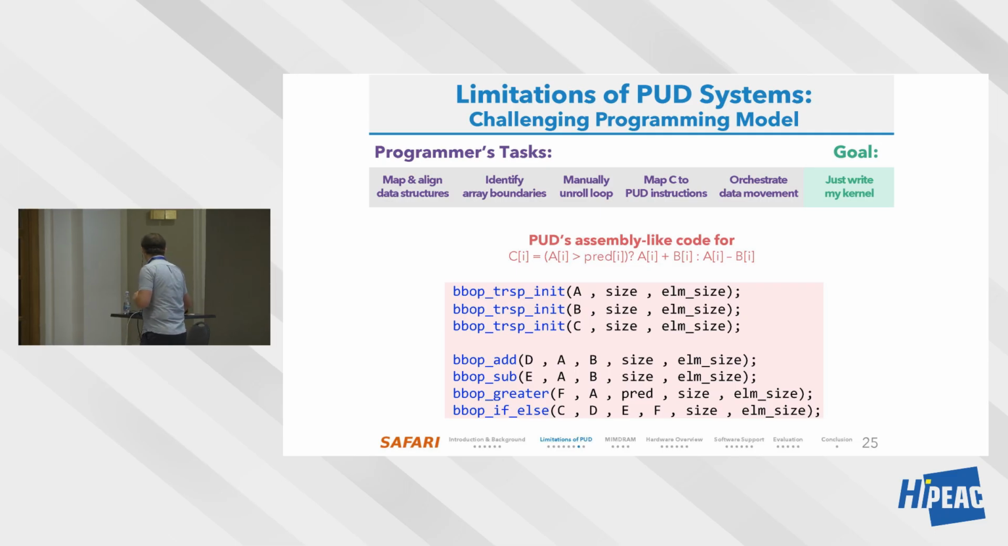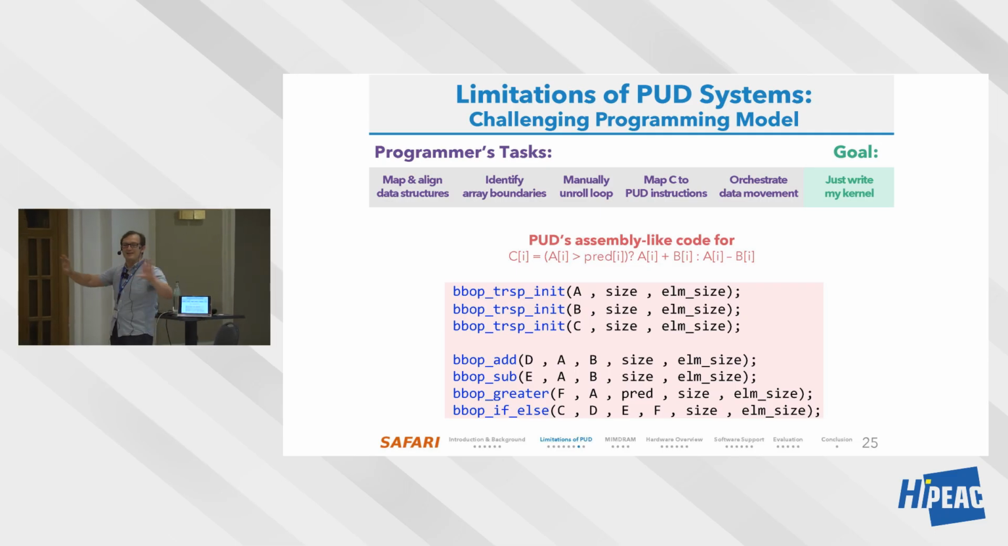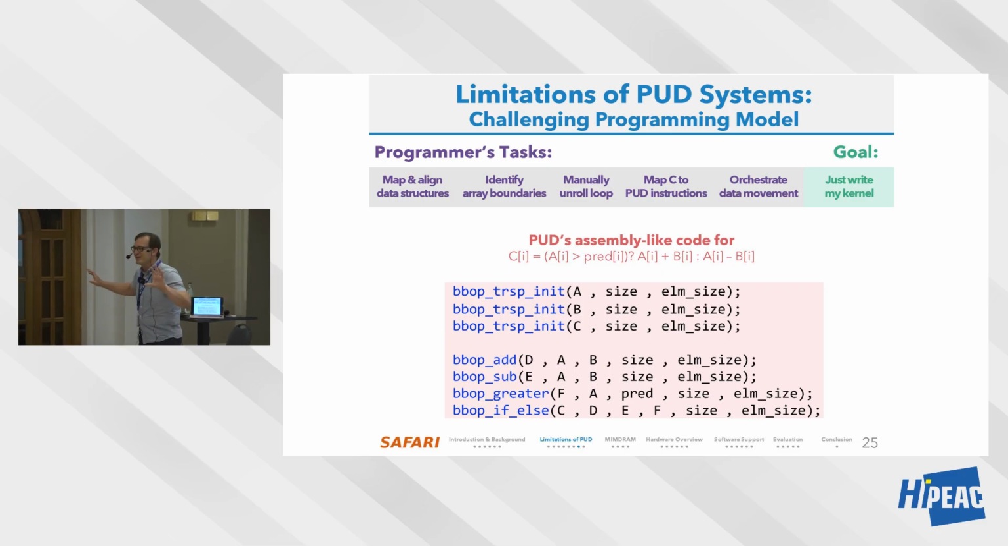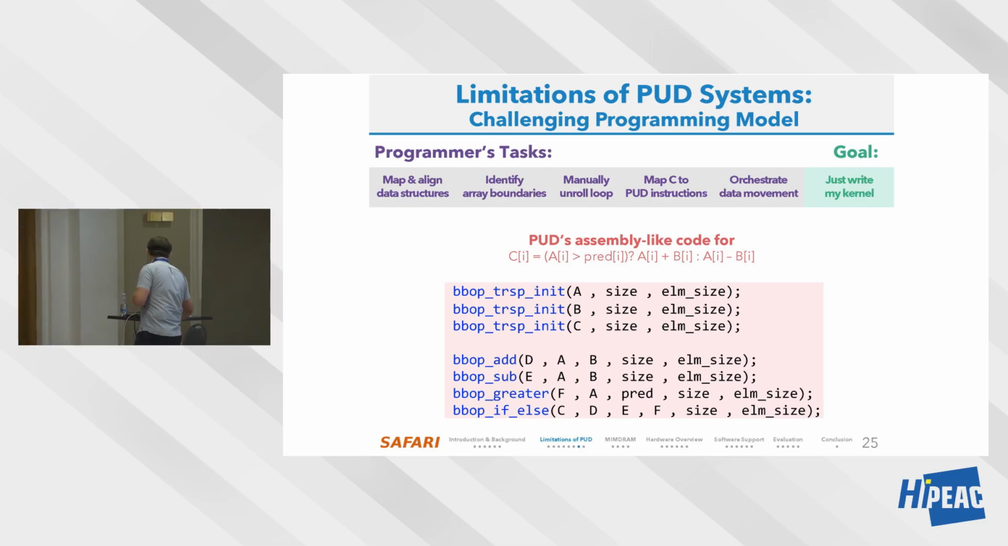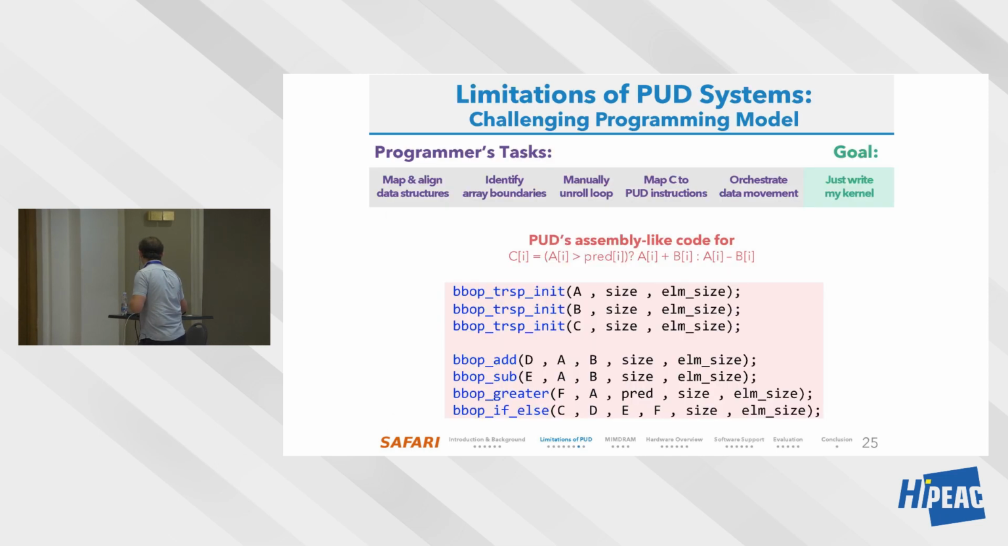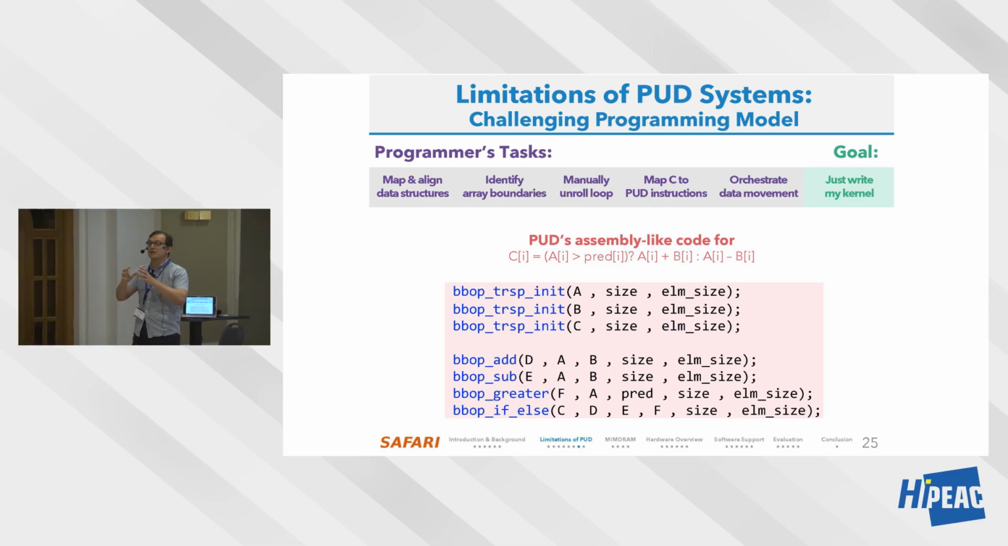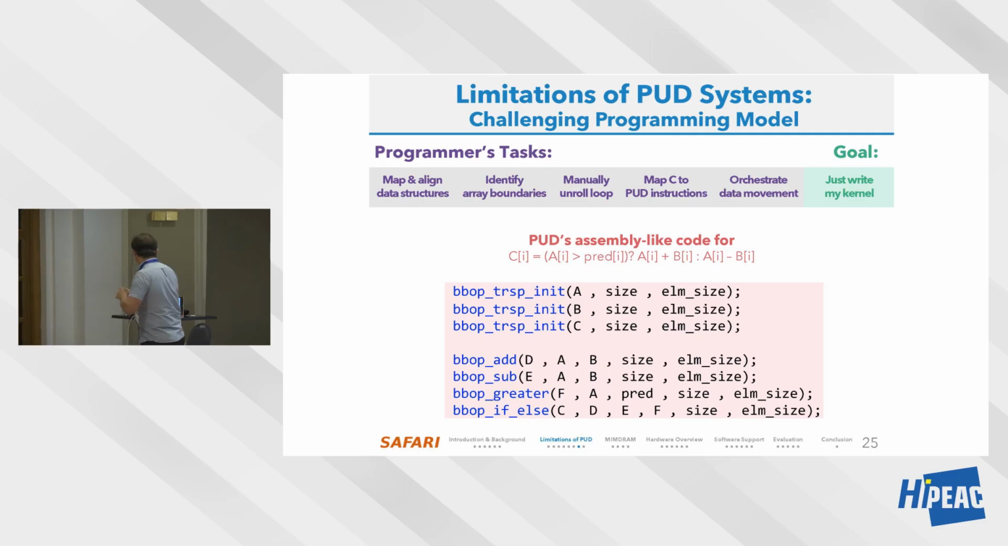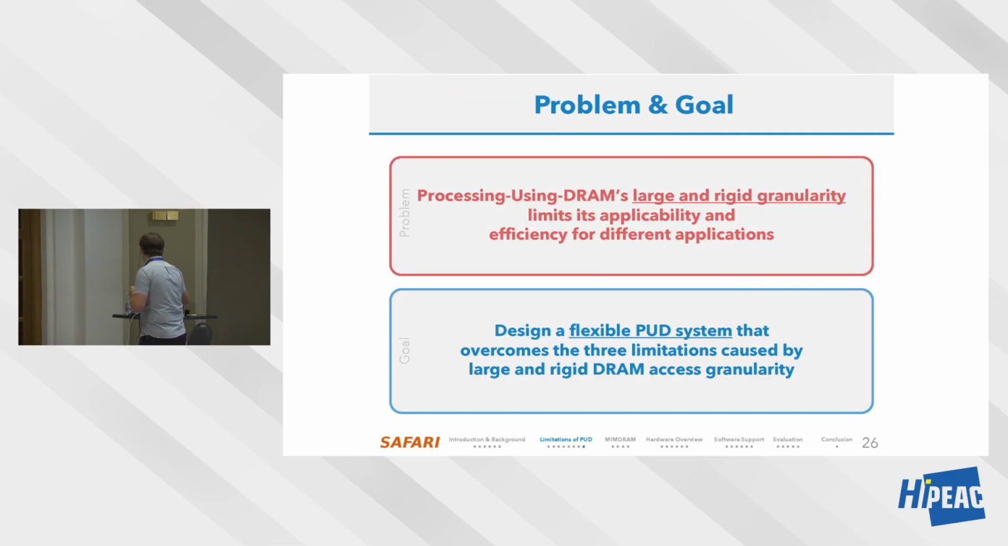But what the programmer really wants to do is just write my kernel and not worry about anything happening underneath, right? So that's what we intended to do in this work, to fix some of these issues, but it's not easy to do. It's not easy to do, especially if the granularity of computation is much larger than the granularity of computation the programmer expresses in general. So what is our goal in this work? Essentially, we want to get rid of this large and rigid granularity as much as possible and design a flexible processing using DRAM system that overcomes these limitations.